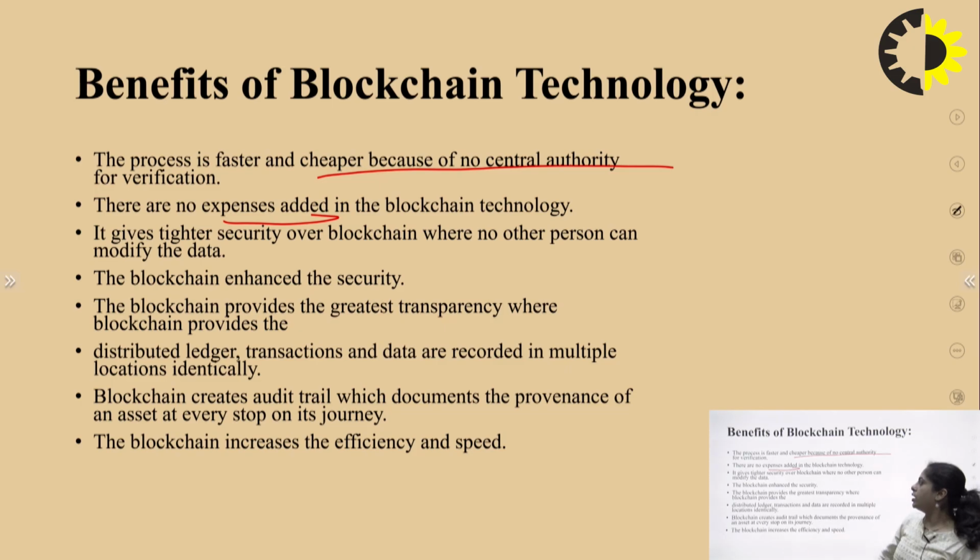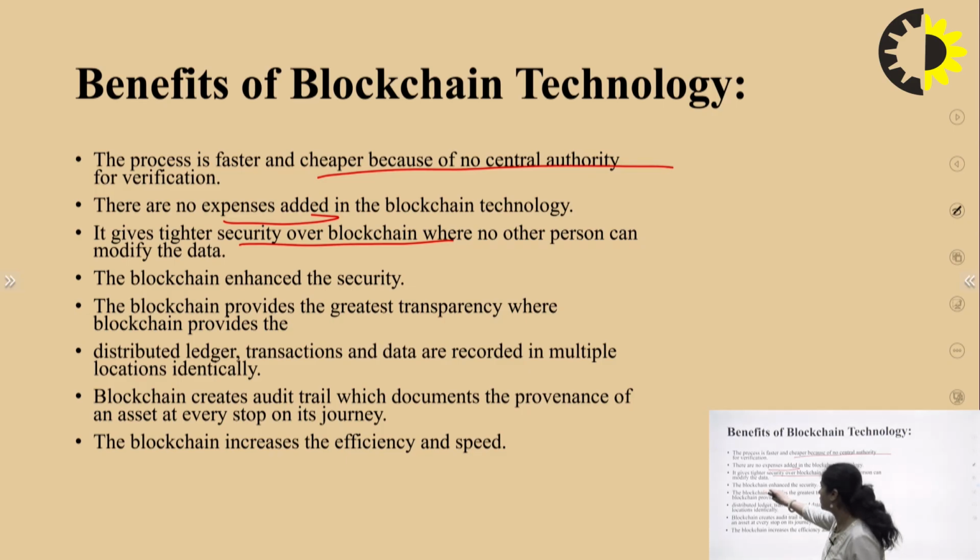It gives tighter security over blockchain, where no other person can modify the data. We can say that the blockchain is immutable. Once a record is updated, that record is not changeable and not erasable. That means it is immutable. No one can change or modify the data. Security is the major advantage of the blockchain.